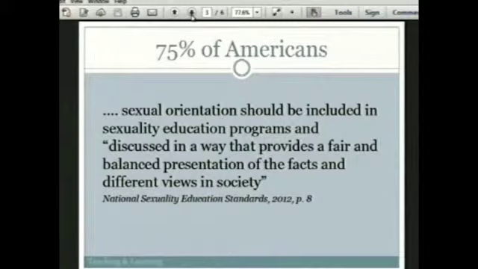While sexual orientation is not currently a part of the standards health curriculum in the Lawrence Public Schools, it is included in the content of the National Sexuality Standards, for which public opinion data indicates support from 75% of Americans. And this is one of the significant changes included in the National Sexuality Education Standards.